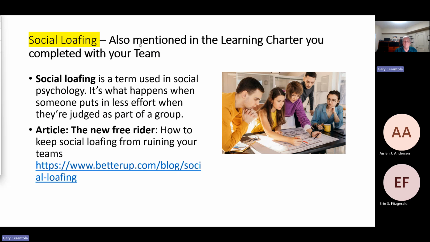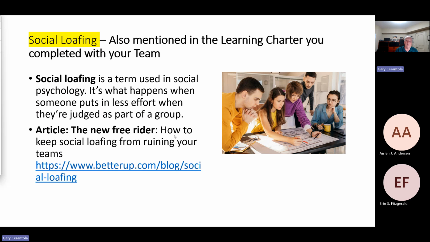Just a thing about social loafing. This is one of the main ideas around doing the student learning chart, and it's to really identify if there's any free riding going on. And this would be a good article if you want to read more about this.